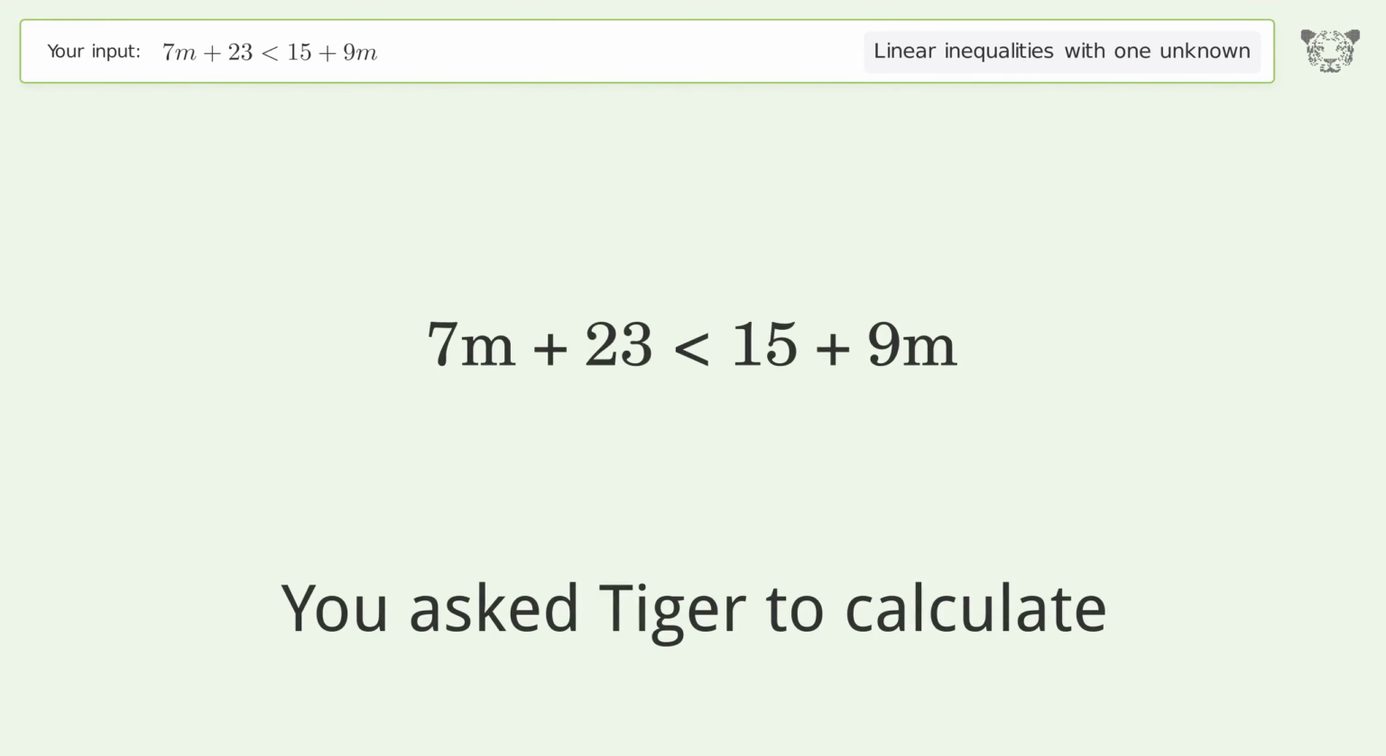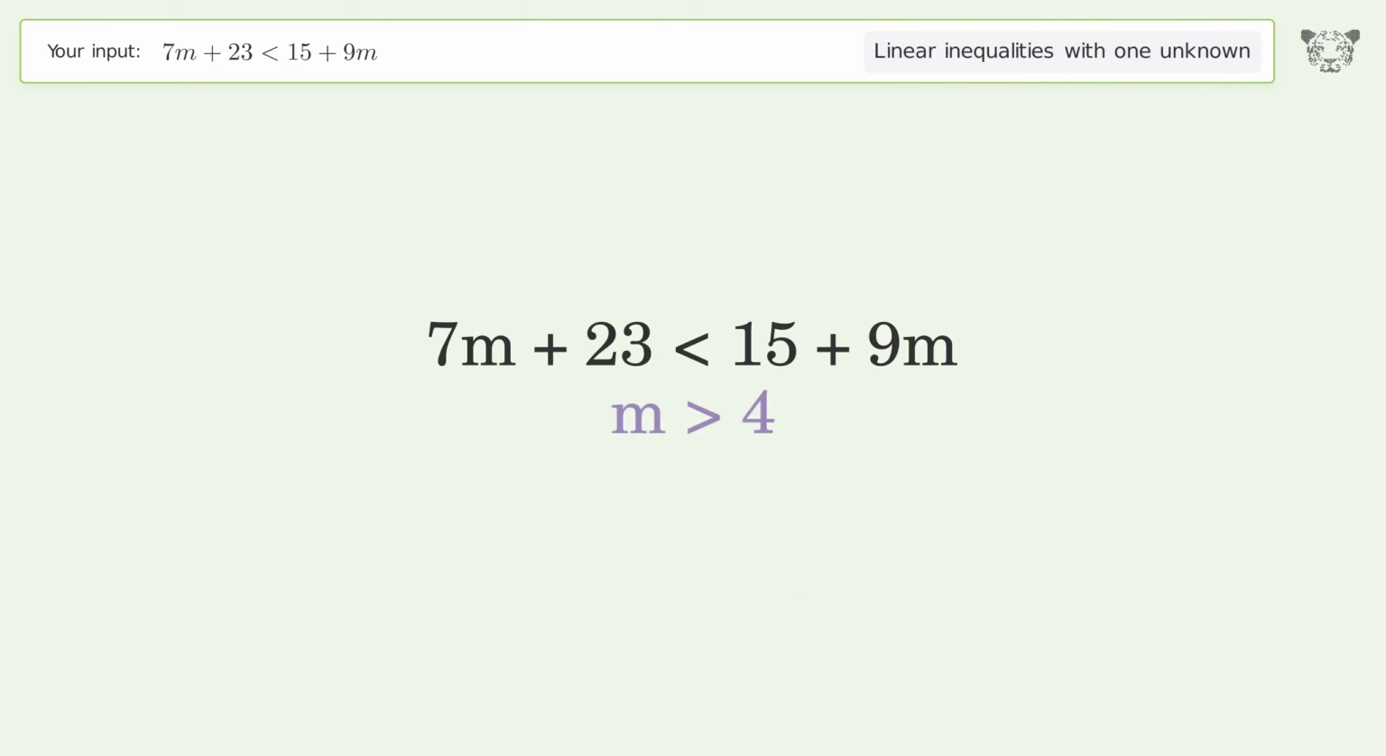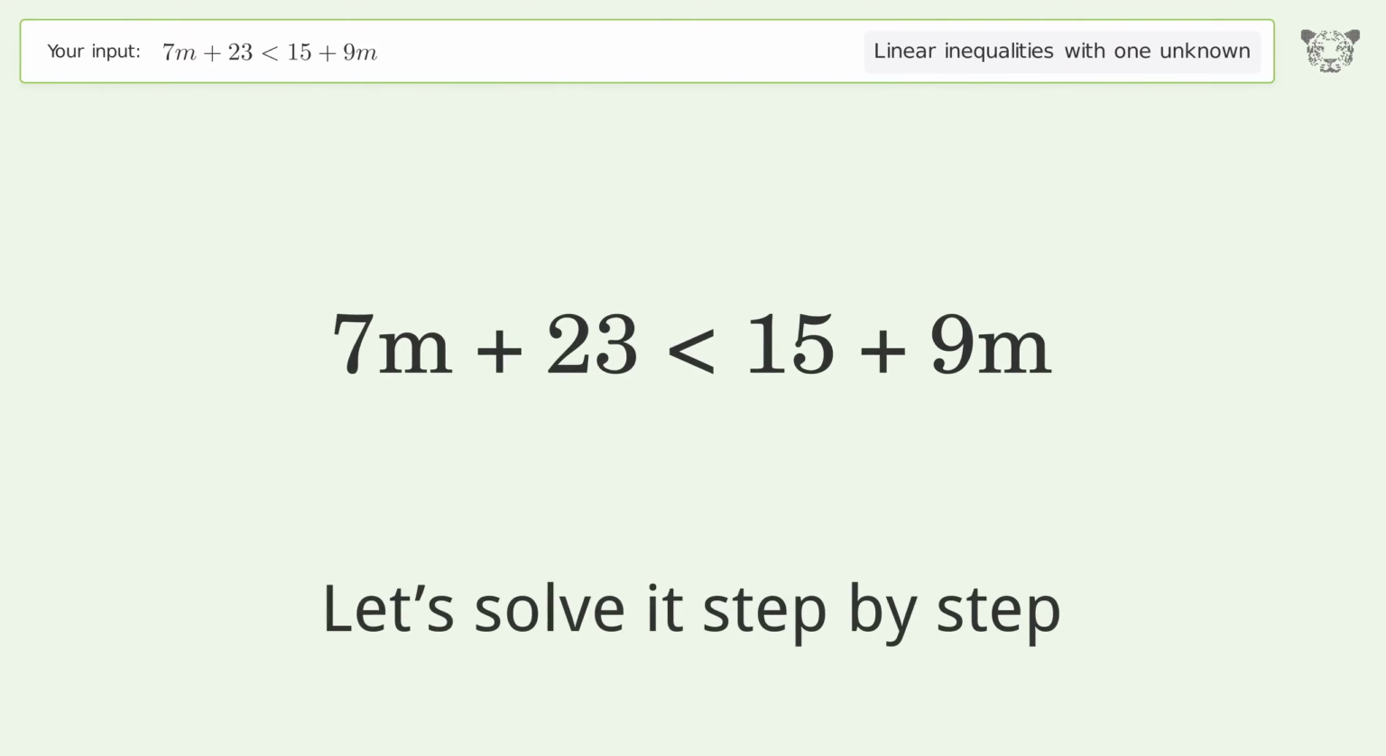You ask Tiger to calculate. This deals with linear inequalities with one unknown. The final result is m greater than 4. Let's solve it step by step.